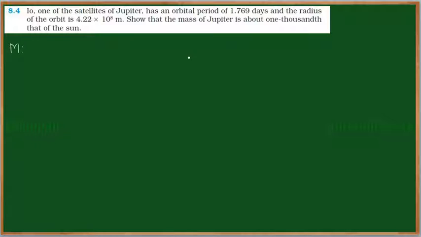Our motive is, Jupiter is a planet. It has a moon called Io, which is revolving around Jupiter with some orbital radius r, and it completes its revolution in a time period T. Apart from that, Jupiter is also revolving around the Sun. We need to find out Jupiter's mass, which is related to the Sun, as the mass of Jupiter is about 1/1000th of the Sun. That we need to find out.